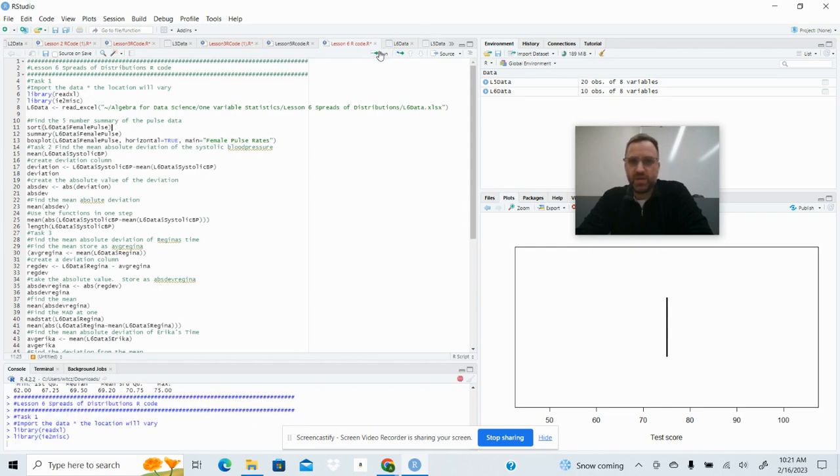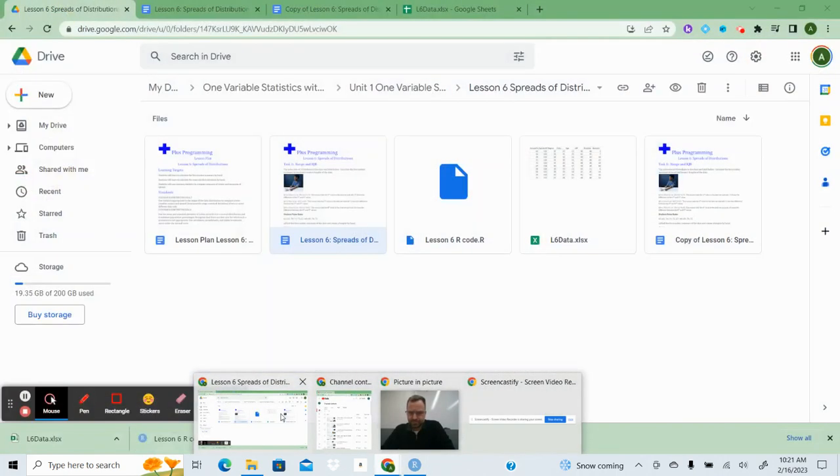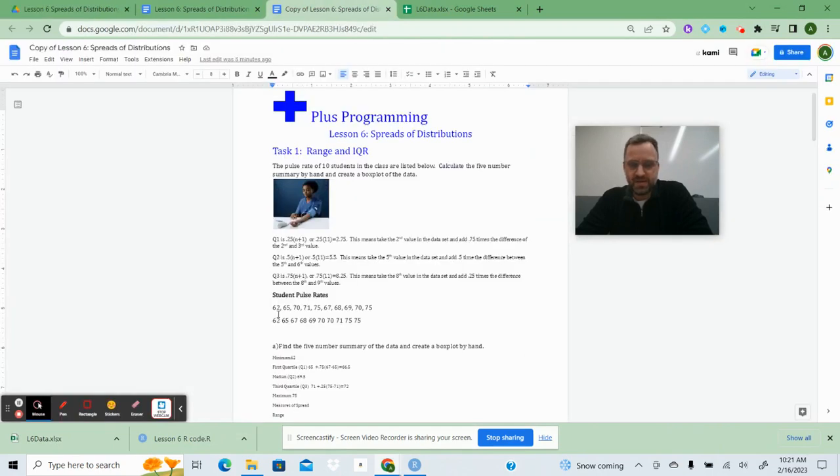And one thing that you can do is sort. We're looking at the female pulse rates to start. So you can sort these. So I use that to sort the data values here. And then I'm going to talk about how to find these. So here's the sorted ones. So it's easy to see the minimum is 62. The maximum is 75, and then here there's 10 data values.